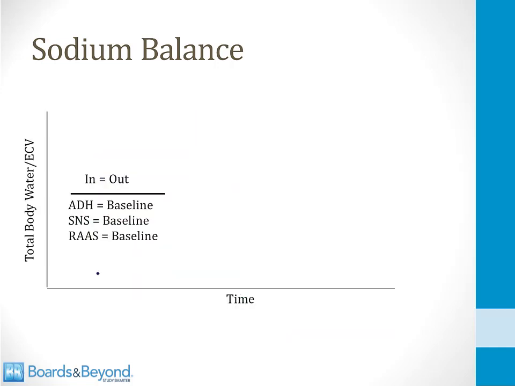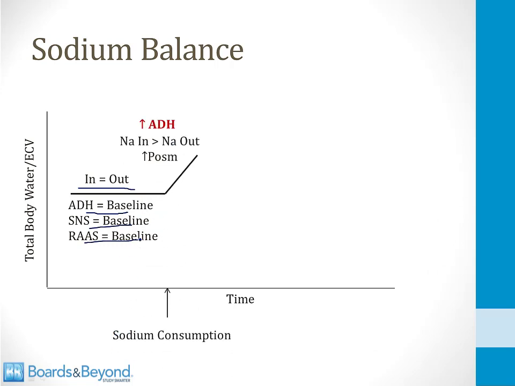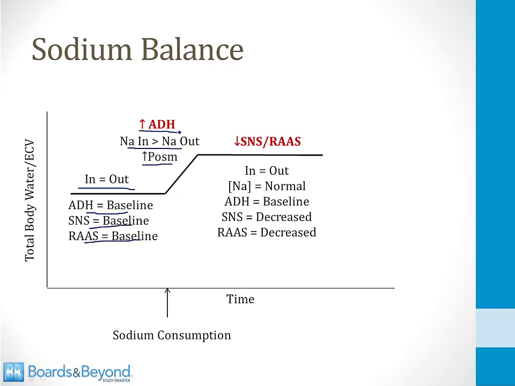Let's return to this graph one final time, and once again, let's begin in a state of sodium balance where sodium in equals sodium out. At this point, our ADH level is at baseline, and the activity of our sympathetic nervous system and RAS systems are also at baseline. We then begin consuming excess sodium. This leads to a situation where sodium in is more than sodium out. This raises the plasma osmolality, and because of the higher plasma osmolality, our ADH level goes up. Because ADH goes up, we will begin to retain more free water. That will normalize the plasma sodium level and return the ADH level to baseline.